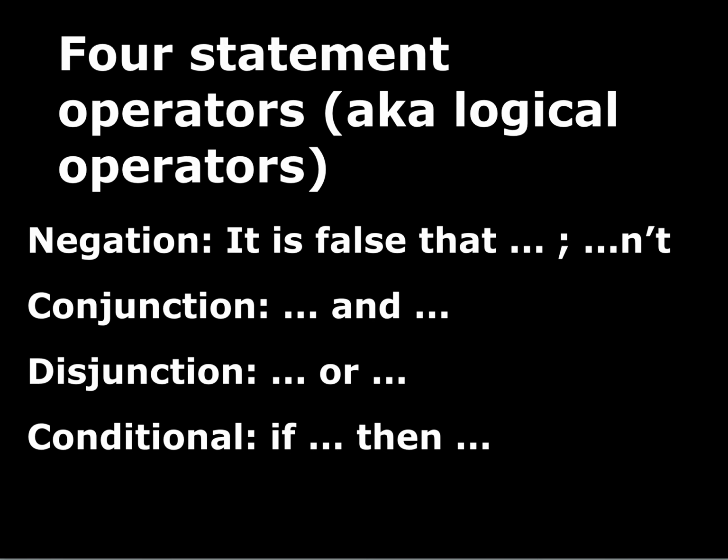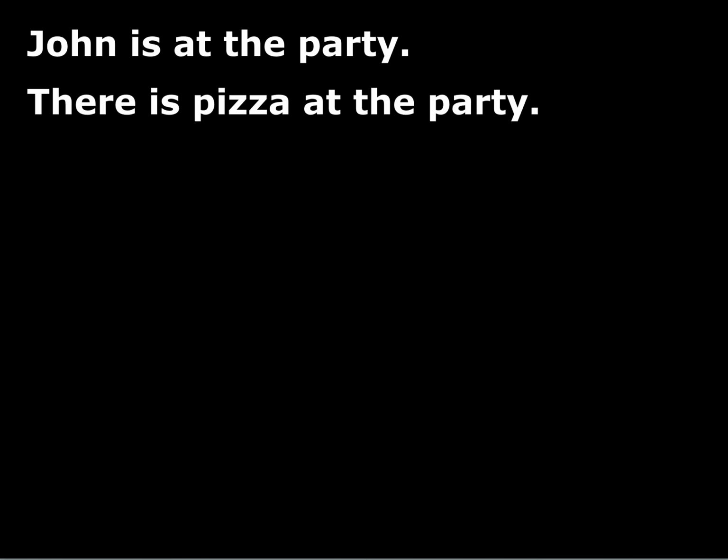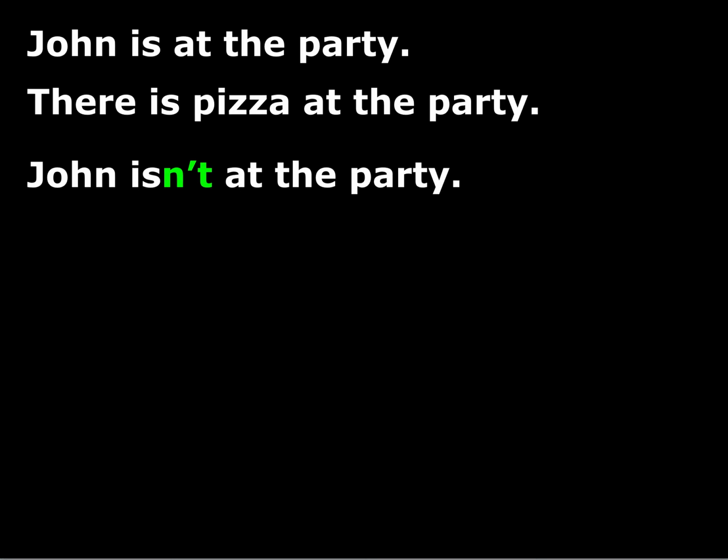First, I want to just give you an idea of how these operators work in natural language. So for instance, if we take these 2 atomic statements, "John is at the party" and "there is pizza at the party," one thing I could do is use the negation operator, "not," and apply that to this first atomic statement, "John is at the party," and negate that and make the compound statement, "John isn't at the party."